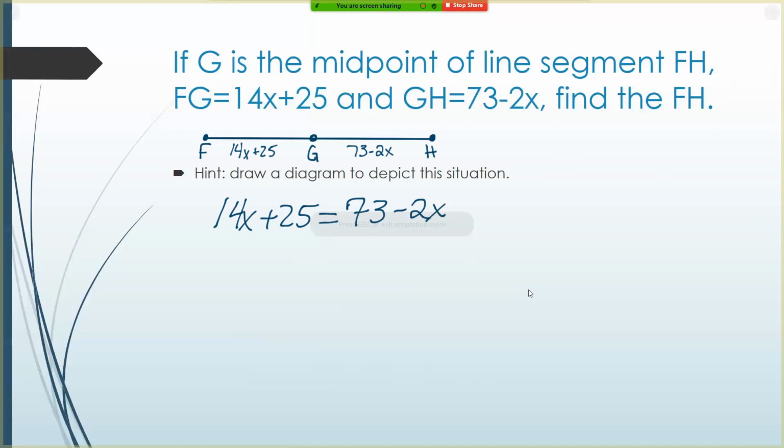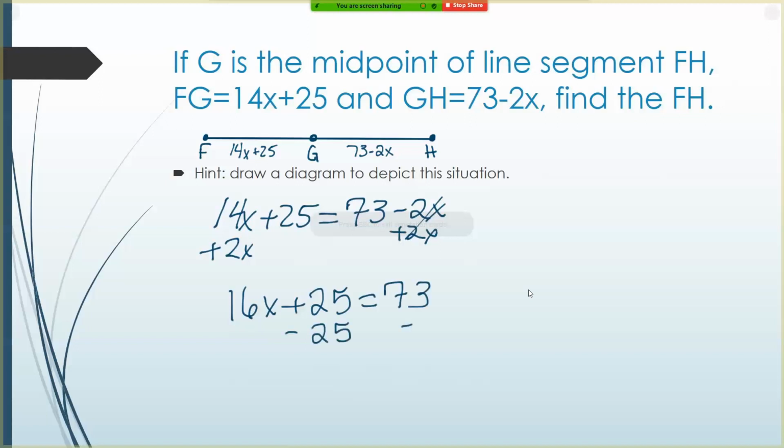So I would add 2x to both sides to cancel this out. Add 2x over here, so 16x plus 25 equals 73. Subtract 25. So 16x equals 48. We're going to divide by 16 to get x equals 3.